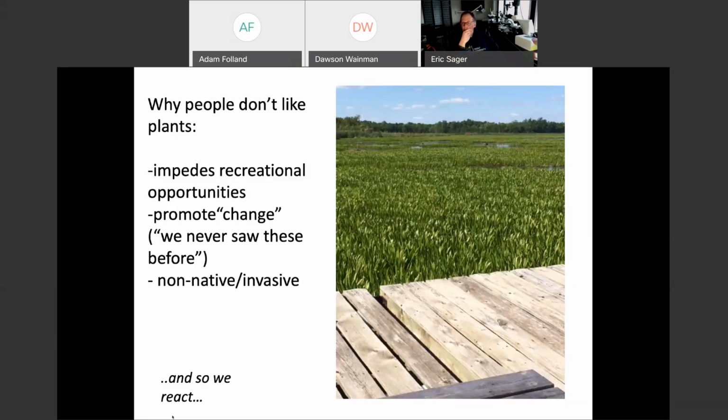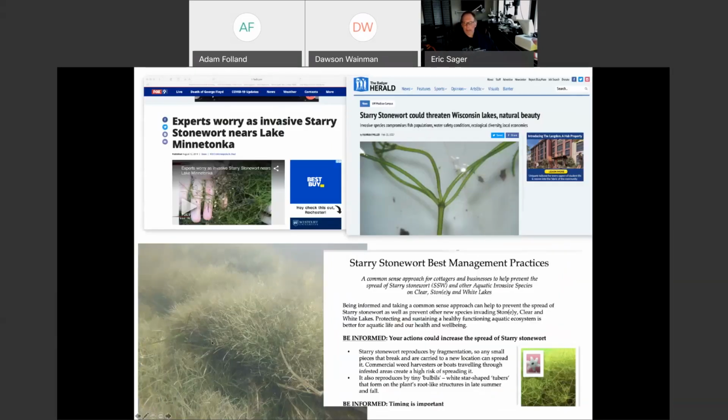This is a patch of water soldier, which is a non-native plant, only known wild population in North America, actually, down in the Trent River in a region that we refer to as Lake Seymour, which is downstream of Rice Lake. And how do we react? Well, we react often in a bit of hysteria. There's a real panic. And starry stonewort is one of the newest things and it's not that new, but it's the one getting the most attention recently, and it's a macroalgae, so it's not even an angiosperm.